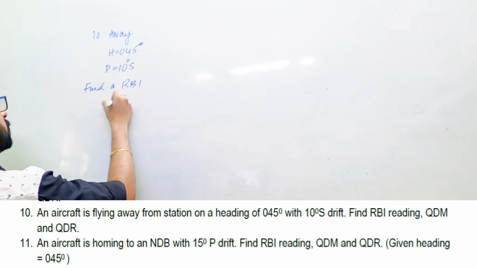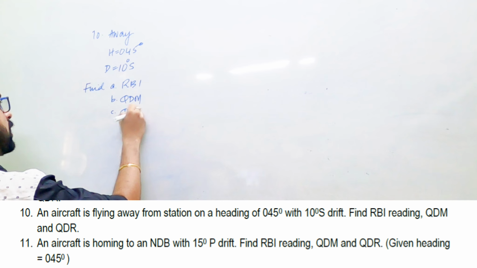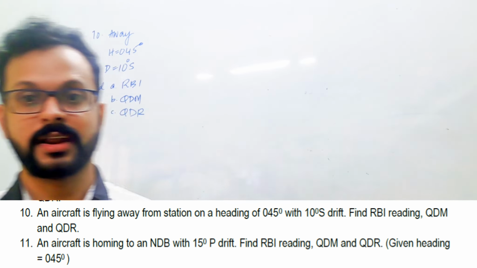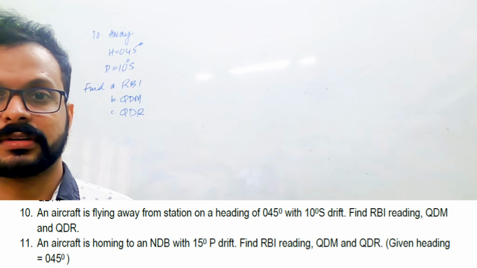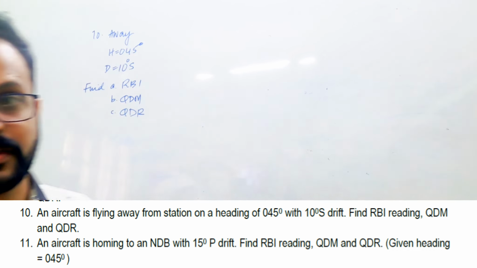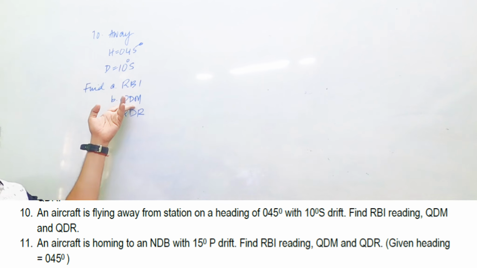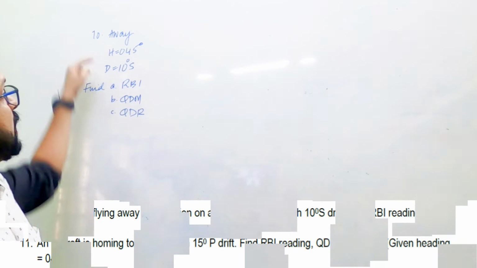RBI indication, QDM and QDR. As I've told you before, sometimes in the question they can give you: find the ADF indication. If nothing is mentioned, ADF is always an RBI. So it is exactly the same. So don't get confused whether it is RBI or RMI. If it is RMI, they will mention it particularly as RMI, or they'll probably give you the QDM, which is the RMI indication.